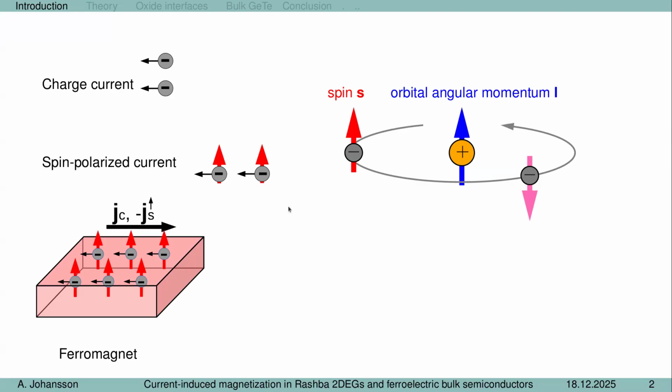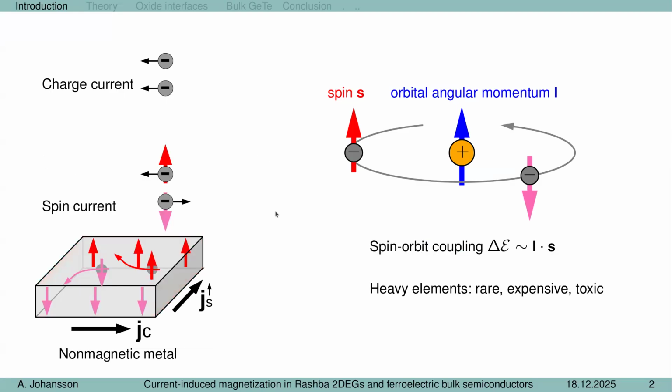However, we are interested in generating spin transport without using any ferromagnets. And this is also possible, as you probably know. So in this example, we have a non-magnetic metal. We drive a charge current through the material. And in addition, we generate a transversal pure spin current. The simple picture for that is that electrons with opposite spin move in opposite transversal directions. So this means we generate a pure transversal spin current. There is no charge transport. The electrons move in opposite directions, but there's a finite spin transport or spin current.